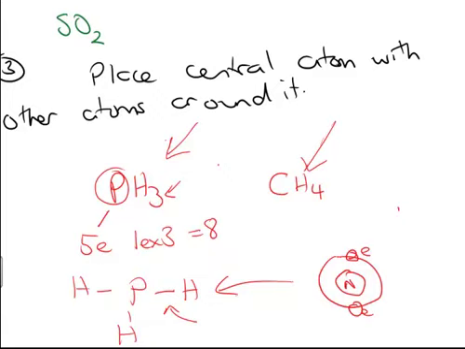Now, we've used 2, 4, 6 electrons. That means we've got two left. We place them here. That means the phosphorus senses 8 electrons. It's got 2 here, 2 here, 2 here, and 2 here. And the hydrogens are okay because they've got 2, 2, 2 as soon as you draw that bond.